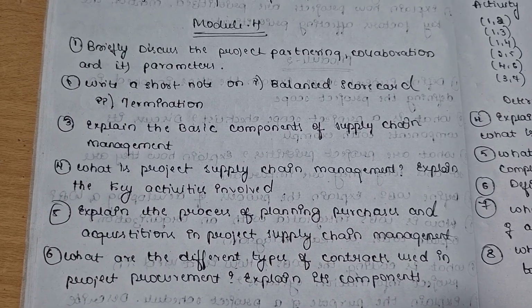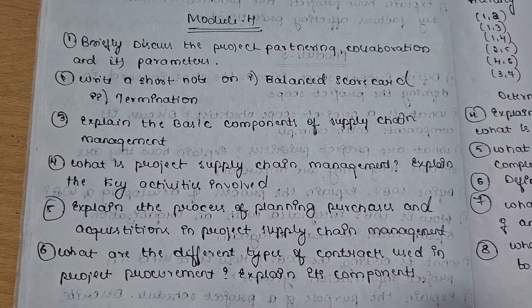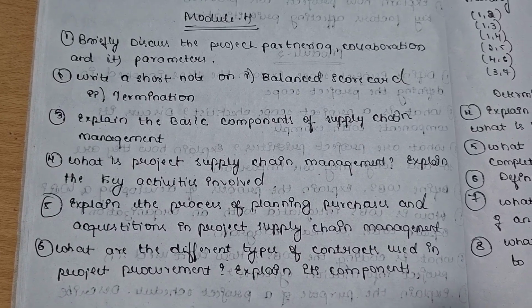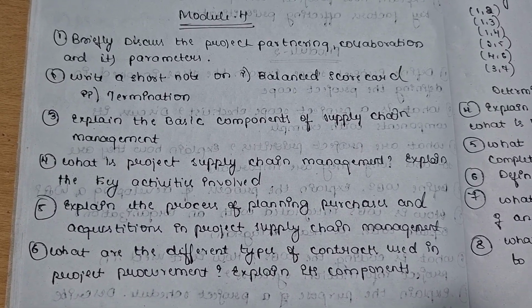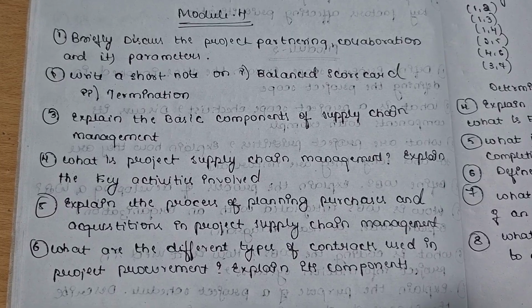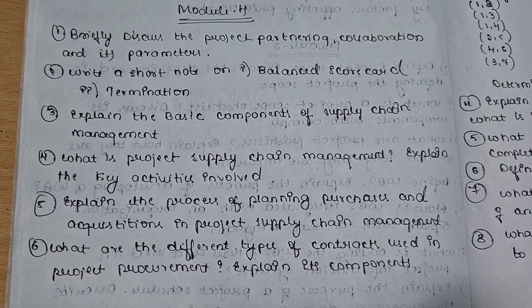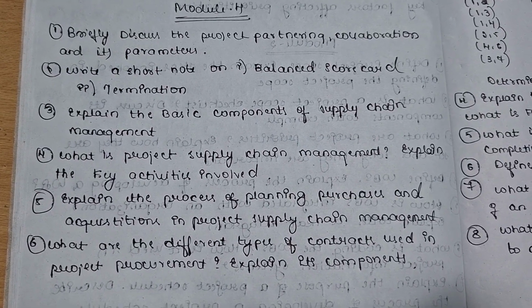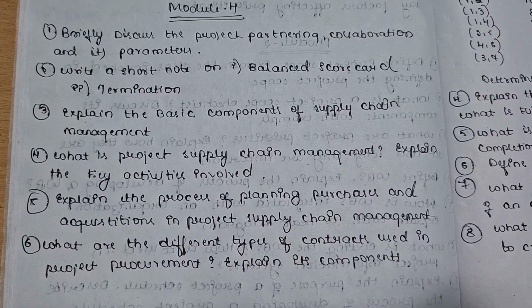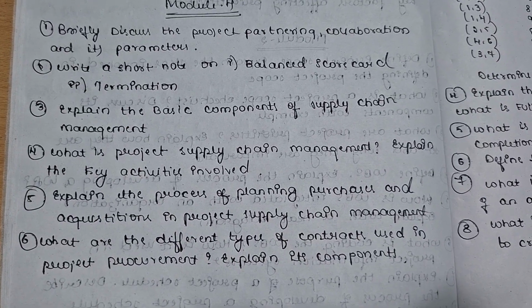Module 4. Briefly discuss project partnering, collaboration and its parameters. Write a short note on balanced scorecard and termination. Explain the basic components of supply chain management. What is project supply chain management? Explain the key activities involved.